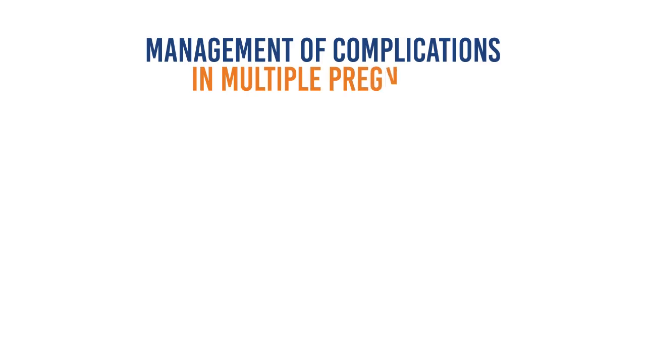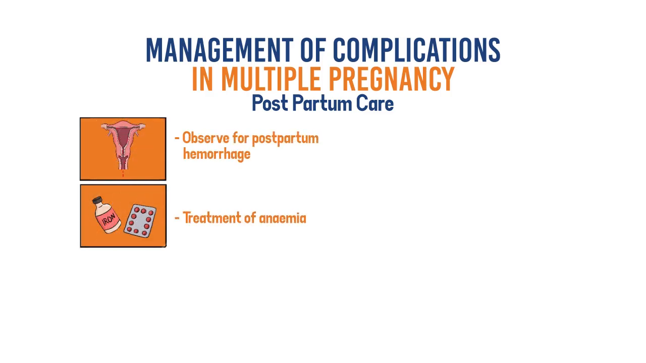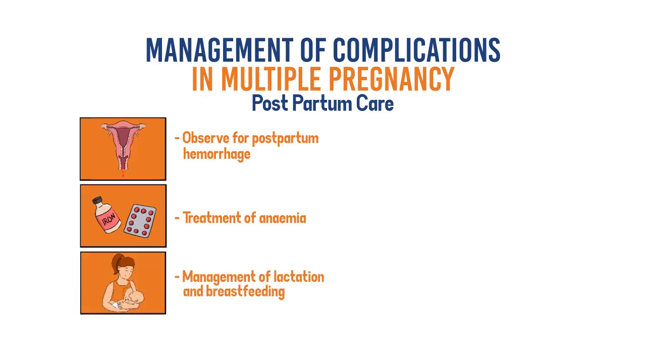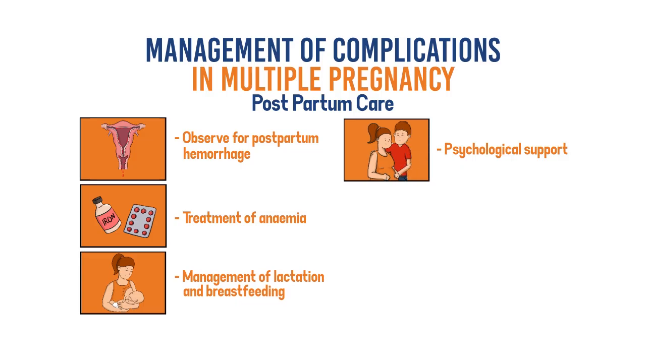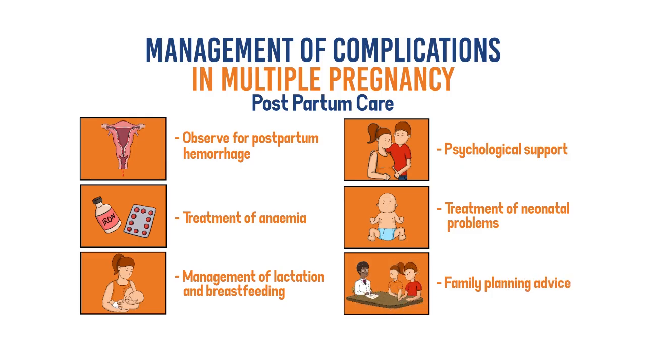It is especially important to take note of the following during puerperium for multiple pregnancies. 1. Observe for postpartum hemorrhage. 2. Treatment of anemia. 3. Management of lactation and breastfeeding. 4. Psychological support. 5. Treatment of neonatal problems. 6. Family planning advice.